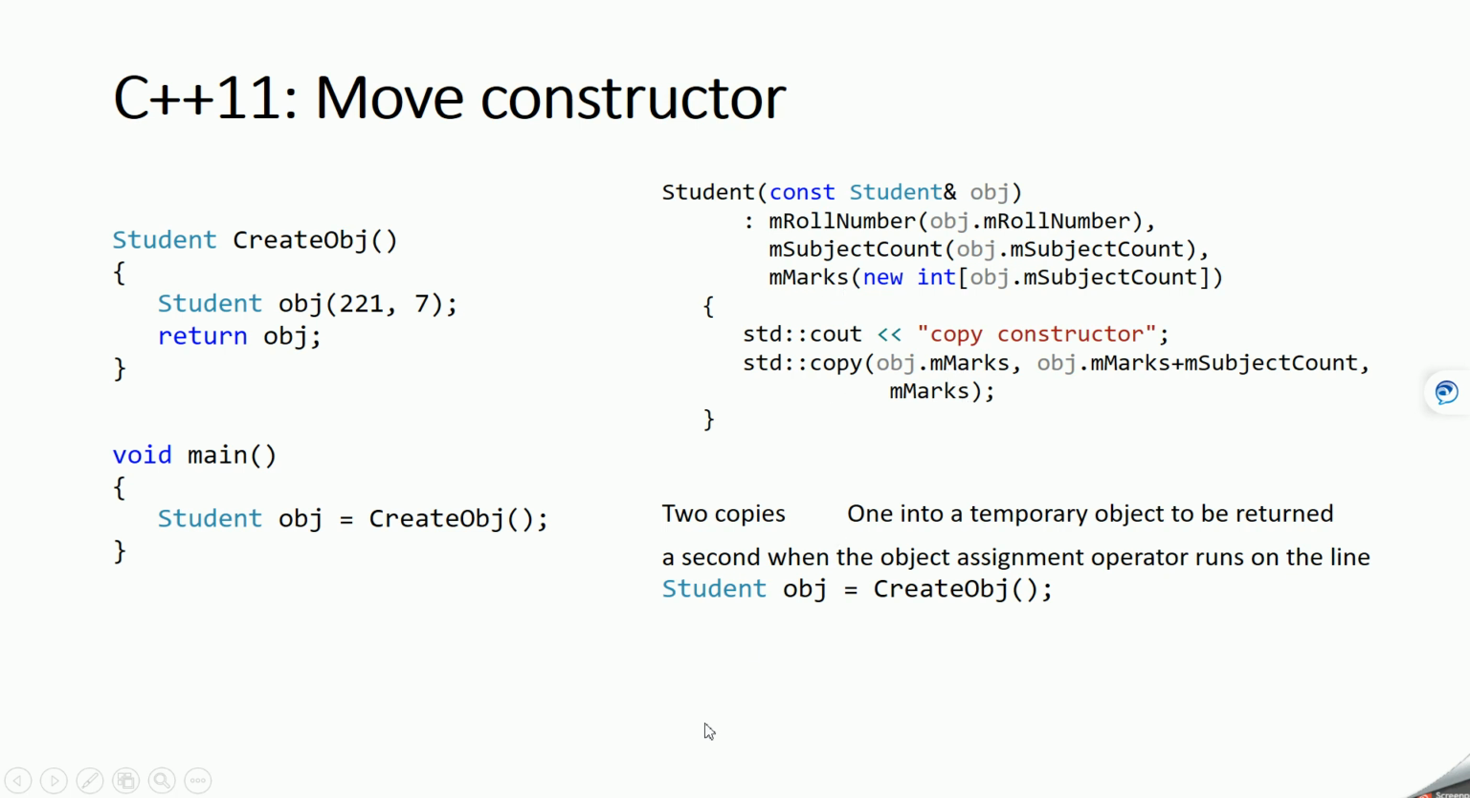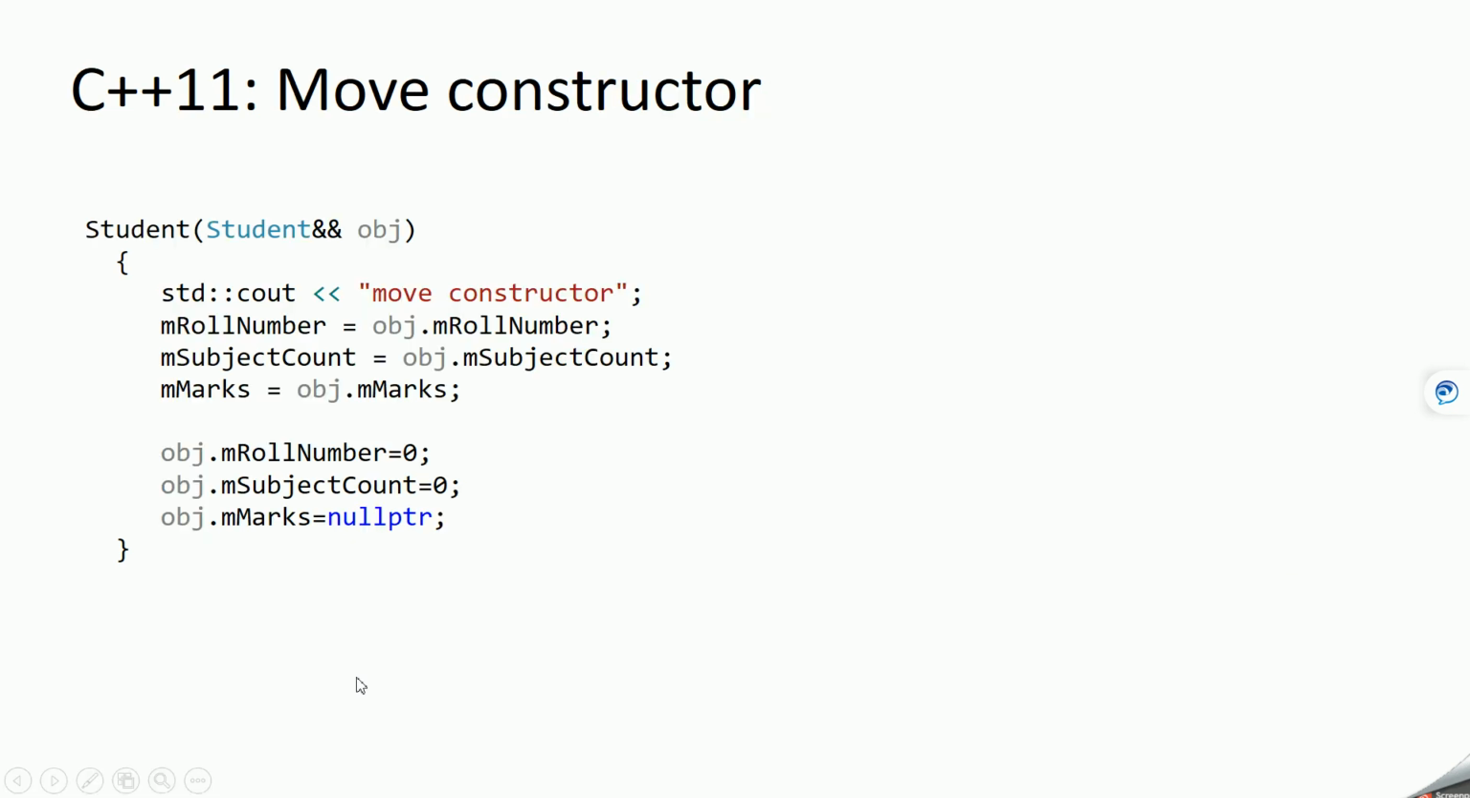If we use the concept of move constructor, we don't have to allocate the extra memory for the marks pointer. So let's see how move constructor helps to avoid extra memory allocation. This is the move constructor. It takes a parameter as an r value reference. This double ampersand indicates an r value reference. If you don't know the concept of r value reference, you can watch my video on r value reference. The link of that video is given in the description below.